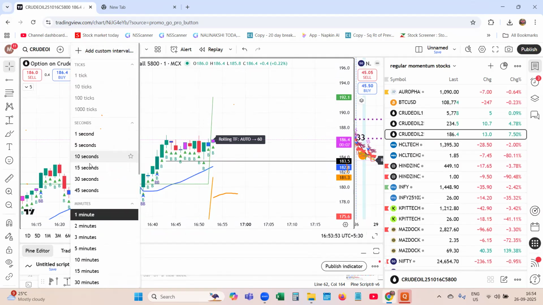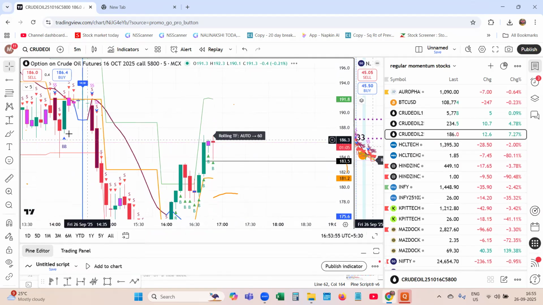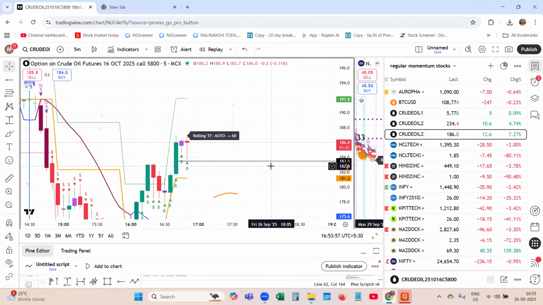Change it to 5 minutes. So your stop loss is here and you are holding the position. Suppose you have entered here somewhere around, a late entry, 181. If you would have entered, your stop loss is 183.